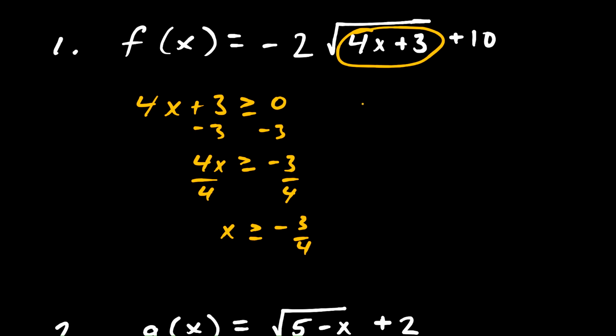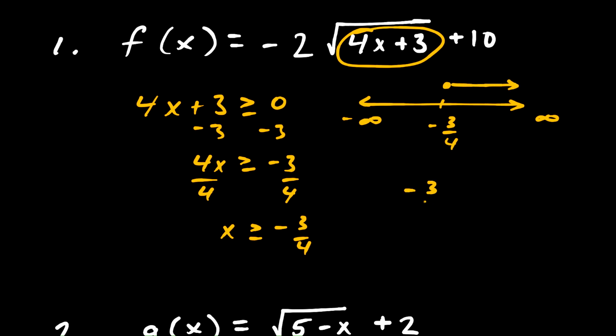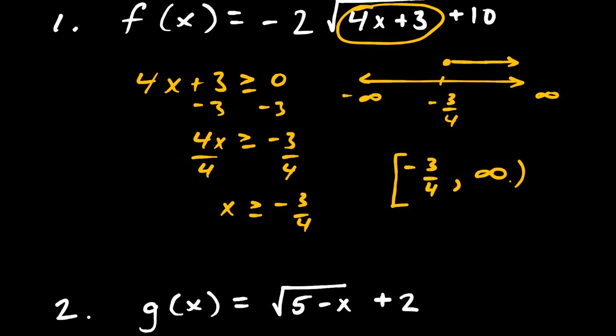Now, on a number line, we would look straight across, and we'd be thinking negative infinity to infinity, with our value at negative 3/4, and we could be from negative 3/4 all the way up to infinity. So in interval notation, we would write negative 3/4 inclusive, so it's a bracket, comma, to infinity. And we can never reach infinity, so that's our answer.